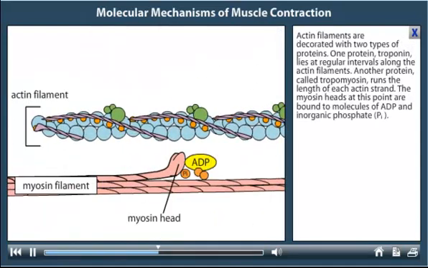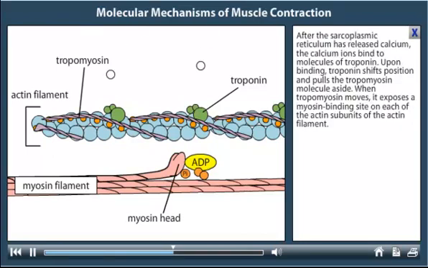Actin filaments are decorated with two types of proteins. One protein, troponin, lies at regular intervals along the actin filaments. Another protein called tropomyosin runs the length of each actin strand. The myosin heads at this point are bound to molecules of ADP and inorganic phosphate.